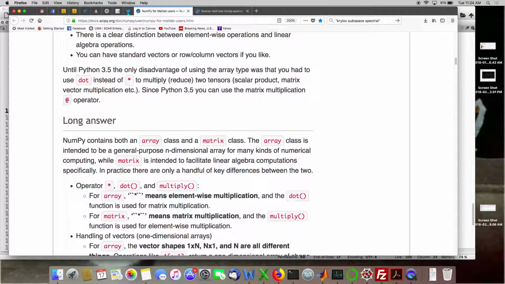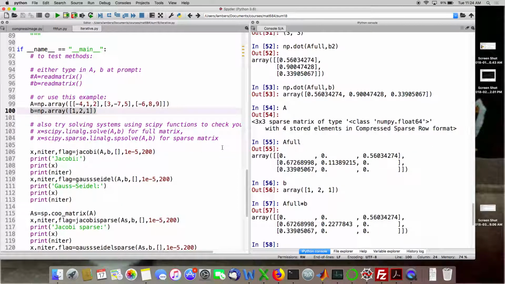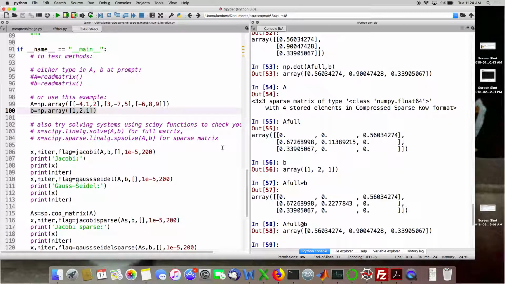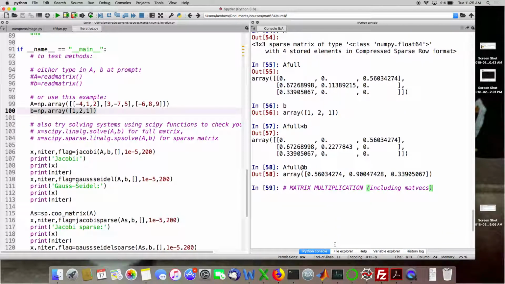Oh, there's an at operator since Python 3.5, which I believe is what I have. So what if I try this? A full at B. Oh, okay, you can do that. So, matrix vector multiplication. Actually, I believe this applies for just matrix multiplication, including matvecs, short for matrix vector products. So for NumPy ND array, use the at sign.